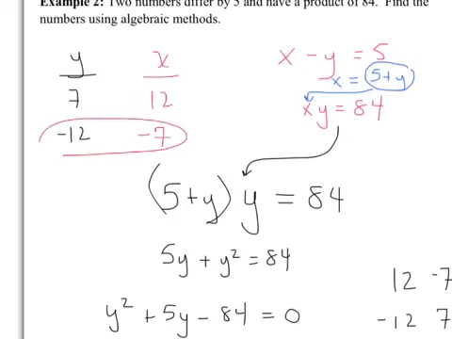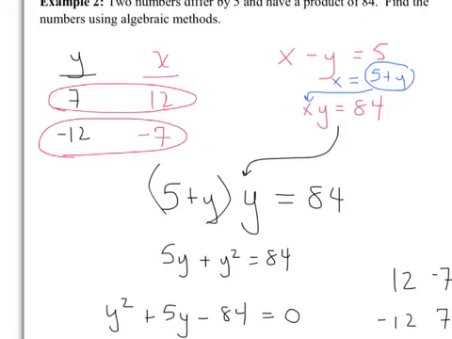This product gives me 84. This product gives me 84. The sum of these, they differ by 5. They differ by 5. Okay? Look at the numbers. Do the math in your head. What do 7 and 12 differ by? And their product is 84. But negative 7 and negative 12 also differ by 5.